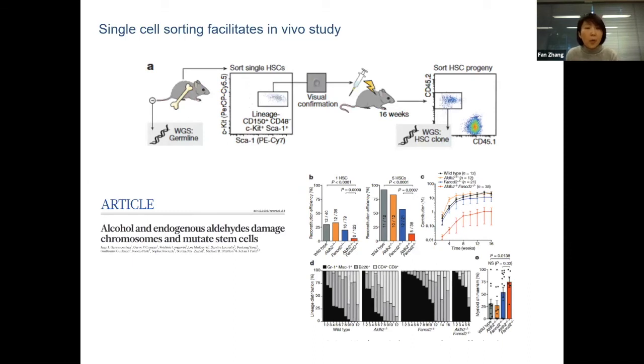So our user Huang has published this Nature paper, which involves a large amount of flow cytometry work. We sorted single hemopoietic stem cells from genetically deficient mice according to their surface markers. These single HSC cells are then transplanted into a blank mouse. 16 weeks later, we sort again to isolate these HSC progeny. These cells are further studied for their functional capacity.